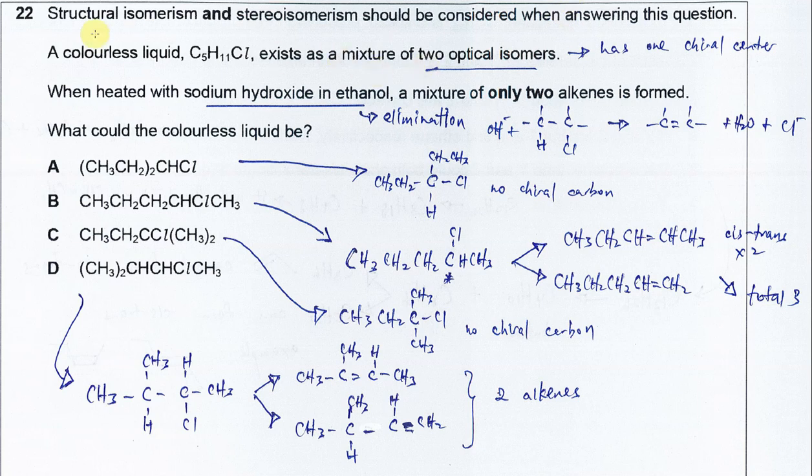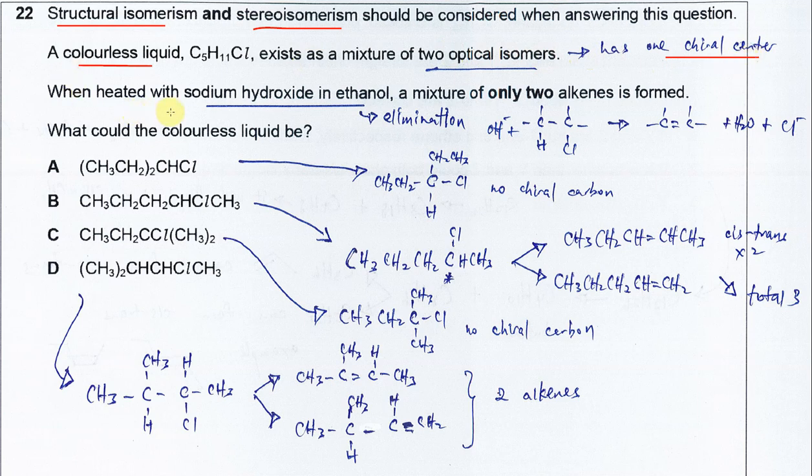Okay, hi everyone. This question is about the reactions of haloalkane with sodium hydroxide to form alkenes. In this question we can consider the structural isomerism and stereoisomerism. It starts with a colorless liquid, C5H11Cl, and this one exists as a mixture of two optical isomers. Here it's telling us that this compound has one chiral center.